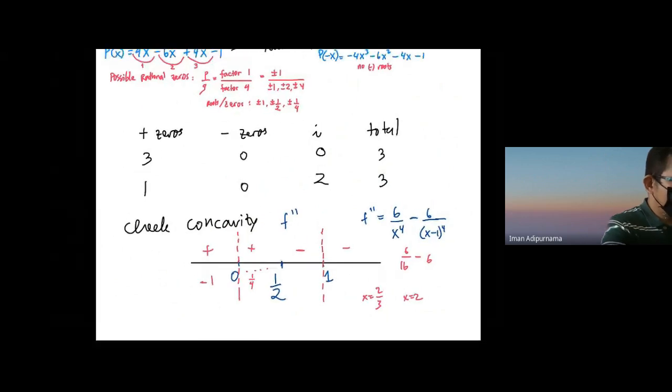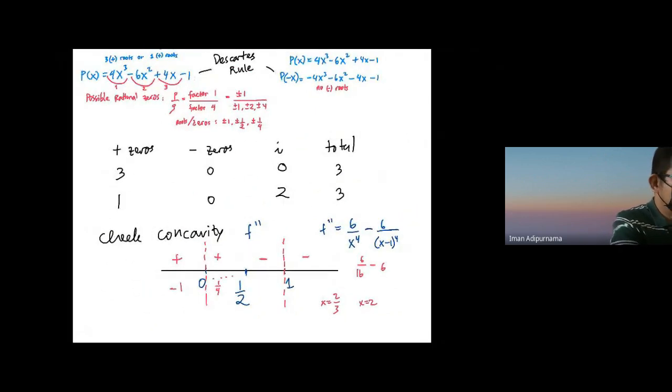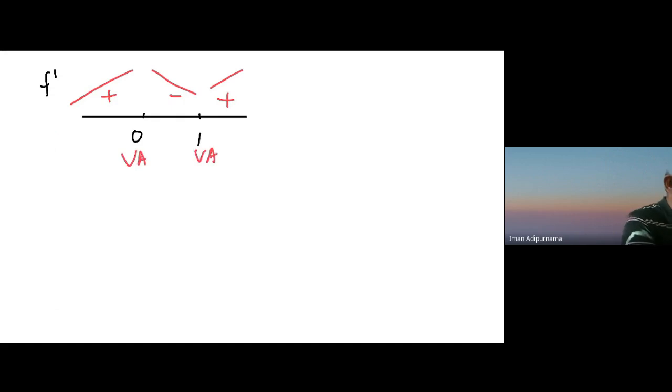Okay, let's try to graph this. So let me write the f prime. We got the 0 and 1. This is positive, negative, positive. This is the VA, the vertical asymptote.